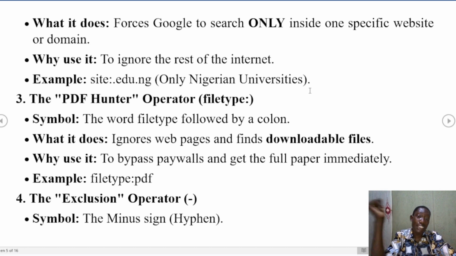And then the file type, you use this one to tell Google that you need this type of file. For example, if I search exclusive breastfeeding on Google now, and I add filetype at the back and put PDF, all the results Google is going to give me will be PDF files. Everything will be downloadable PDF files.